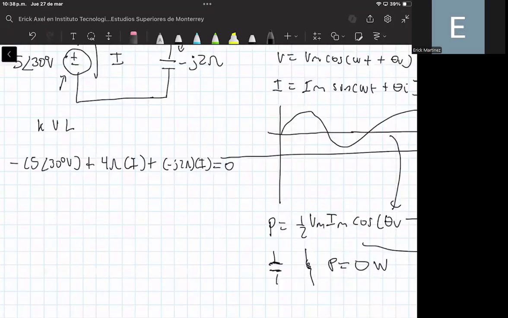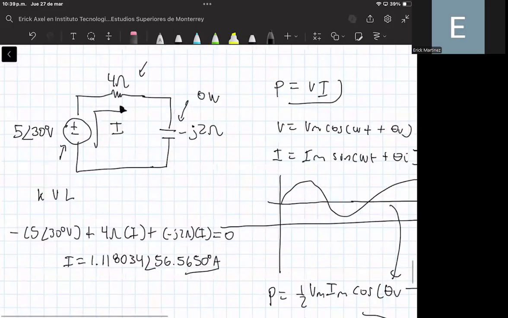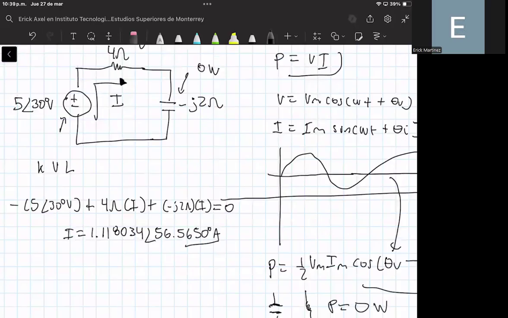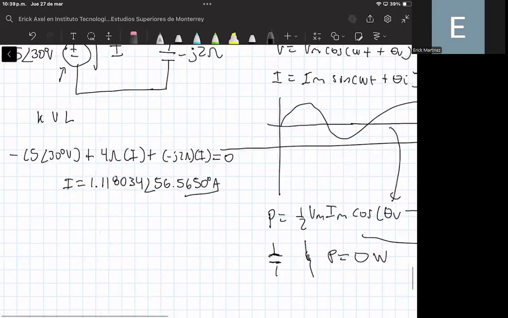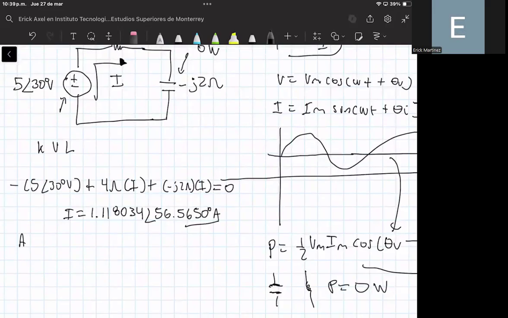And well, we can solve this equation for the current I, and this is equal to 1.118034 with an angle of 56.5650 degrees amperes. So this is the current that flows through this circuit. And what else? Well, we can compute the average power of the voltage source as follows.